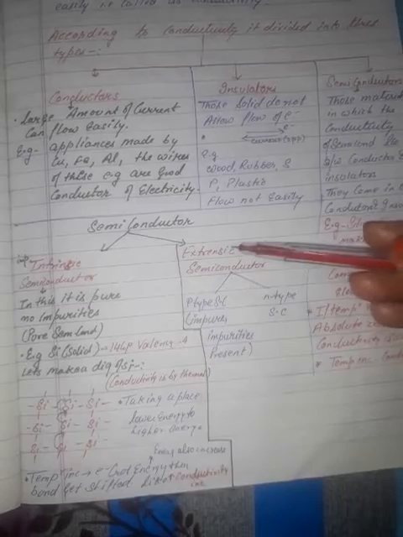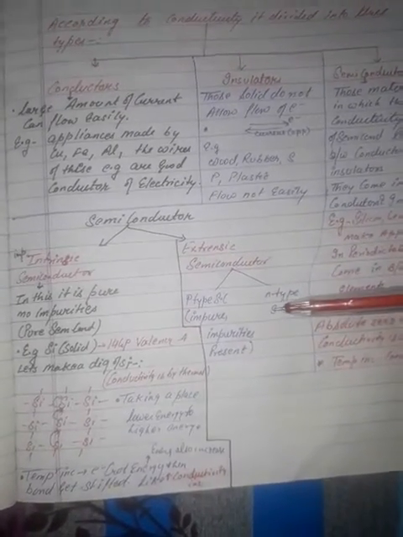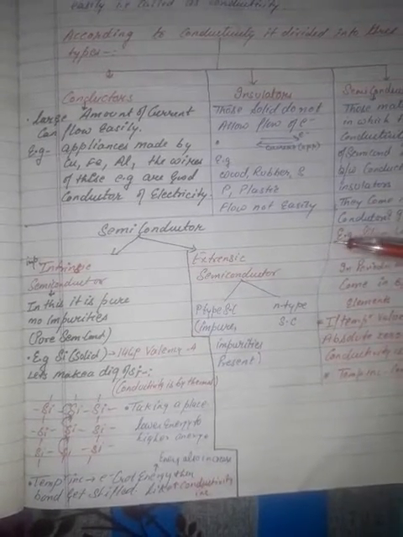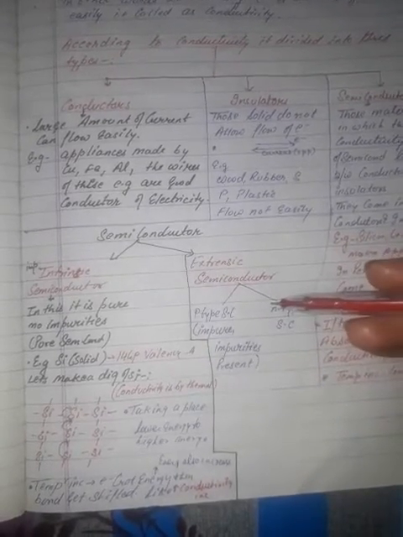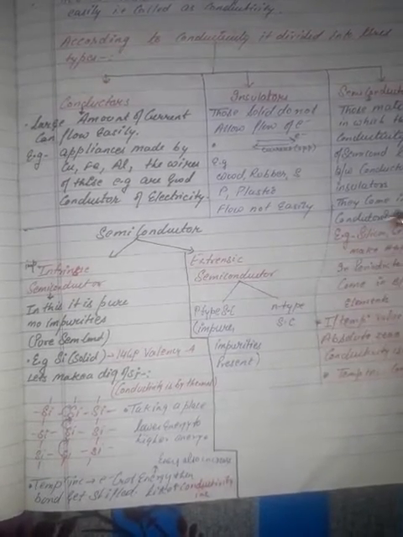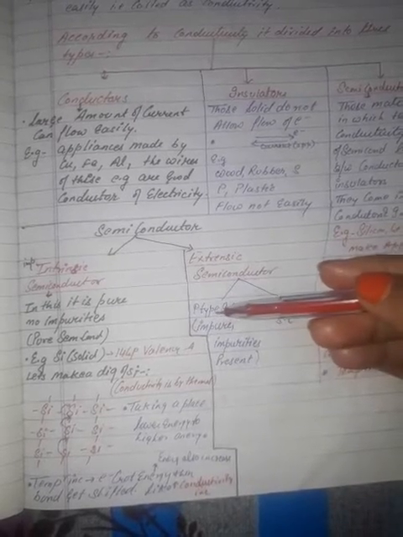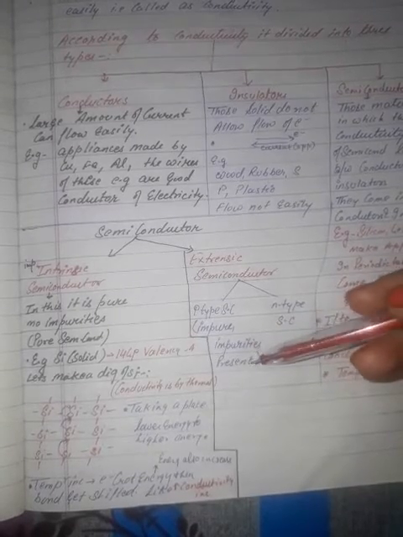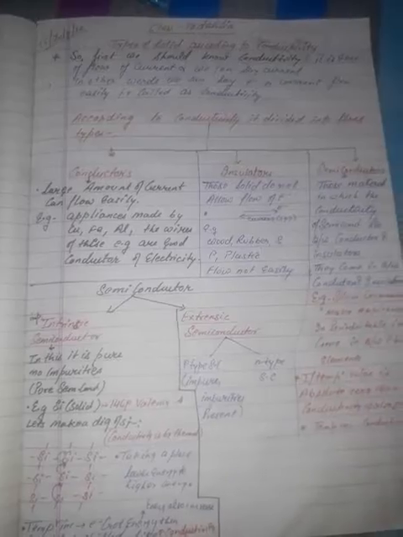Now next is the extrinsic semiconductor. Now the main point arises here. Now the point starts about the p-type and the n-type. In a p-type, it is impure. Impurities are present. Till here, understood by all?